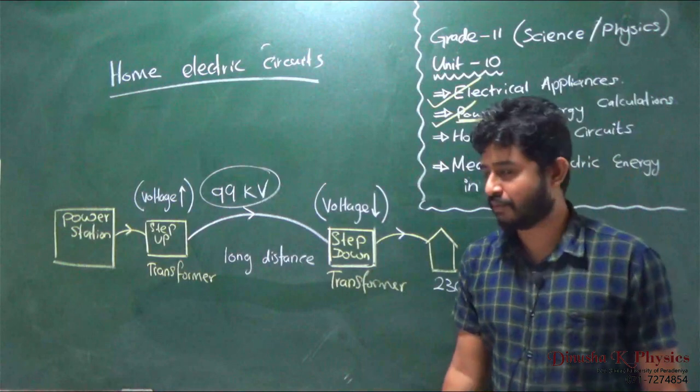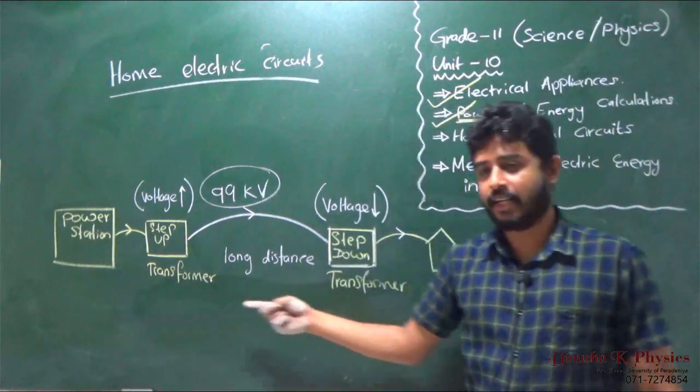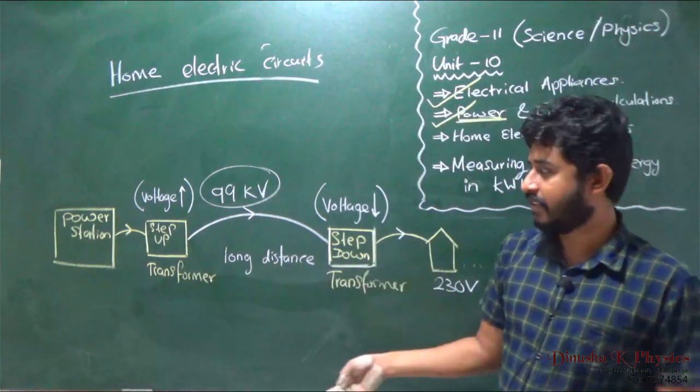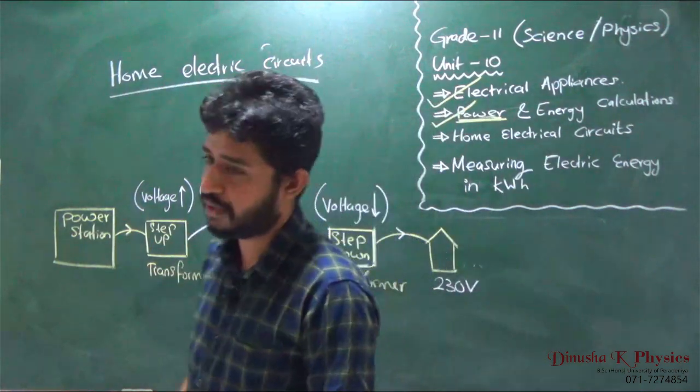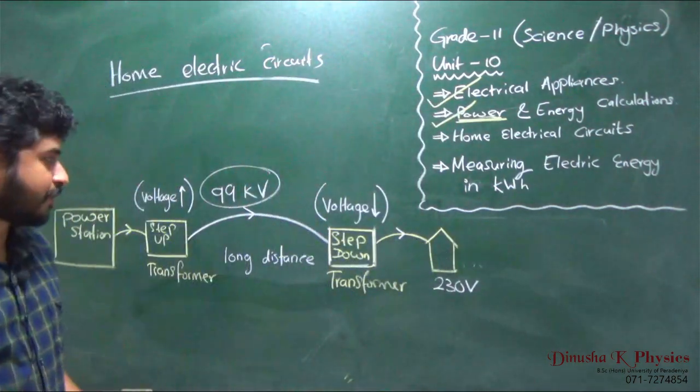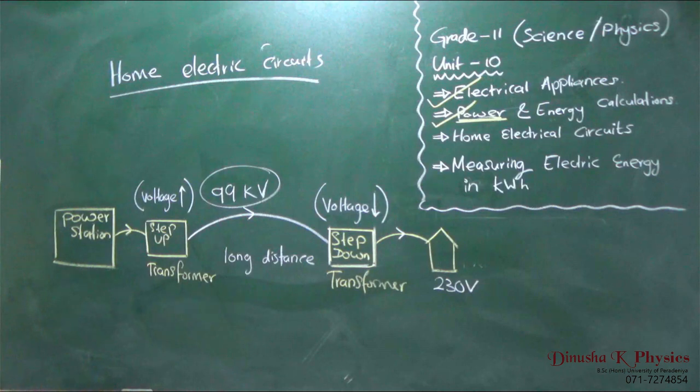හරි. මේ flow chart එක ලියාගත්තා නම් හරි ලේසි. එන විදිය. Step up transformer එකකින් voltage එක වැඩි කරනවා. Step down එකකින් voltage එක අඩු කරනවා. හරි.